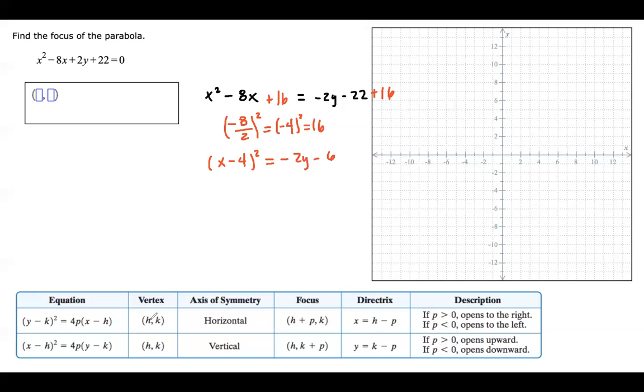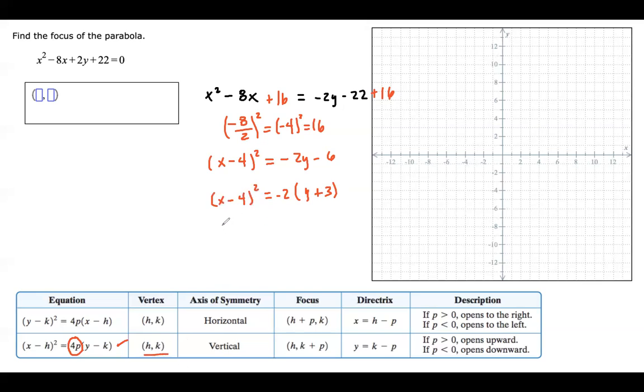The right-hand side doesn't quite look like the standard equation. We need to have only y minus k, and everything else must be multiplying that binomial. In this case, the minus 2 needs to be factored. If I factor the minus 2, I have to divide both terms by minus 2. So minus 2 over minus 2 is 1, so I'm only left with a y, and minus 6 over minus 2 is positive 3. On this side, I'm going to end up with x minus 4 squared.